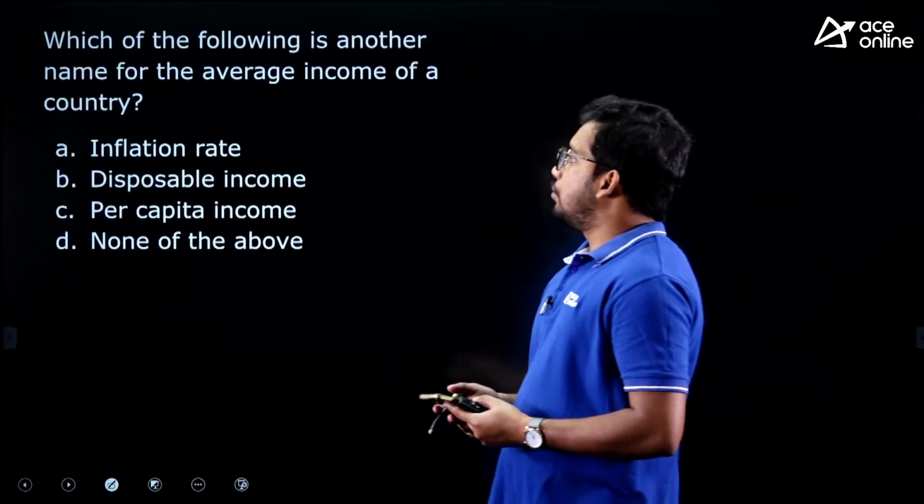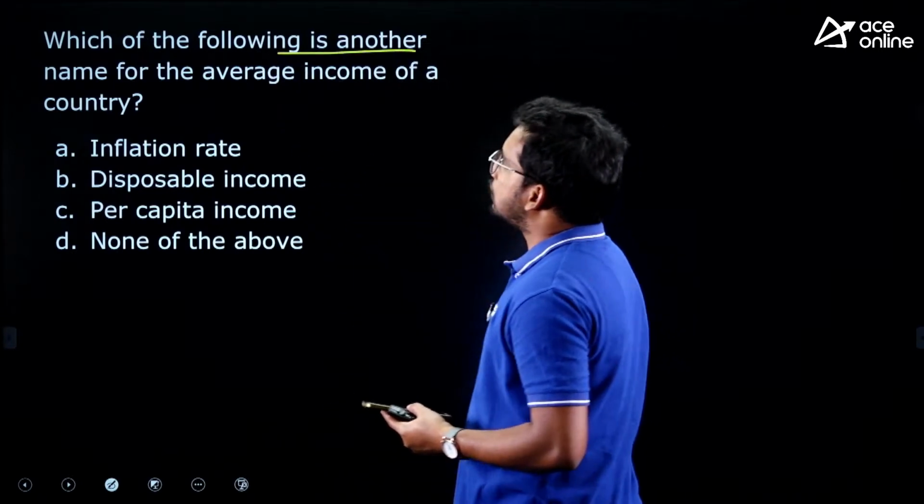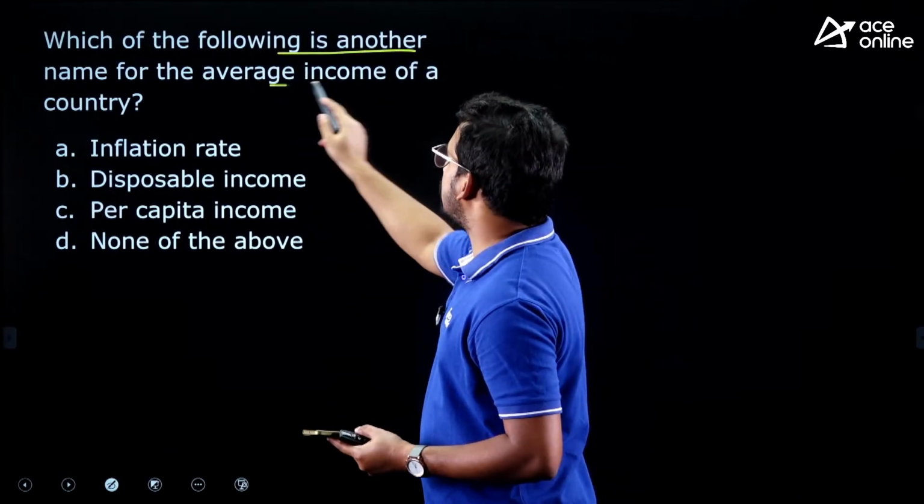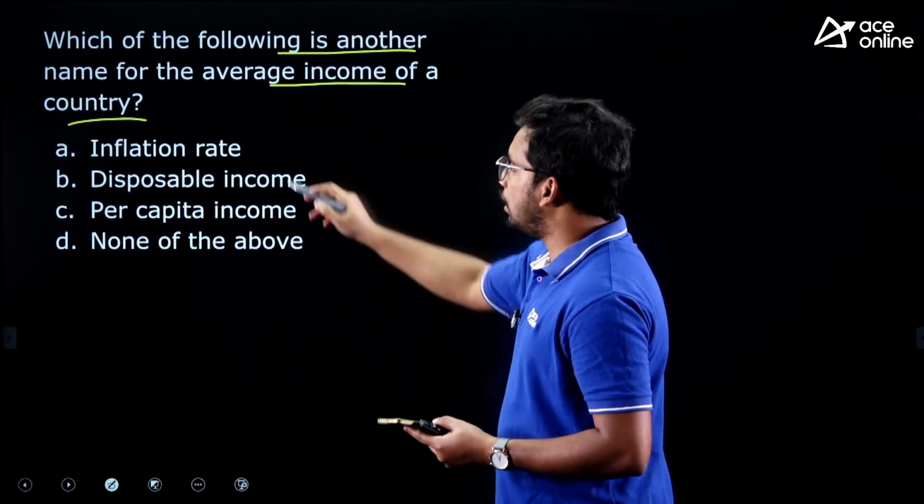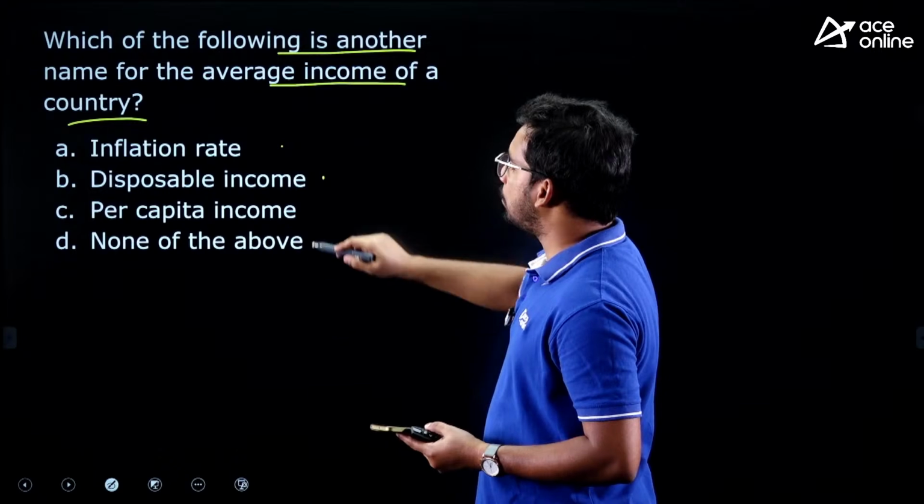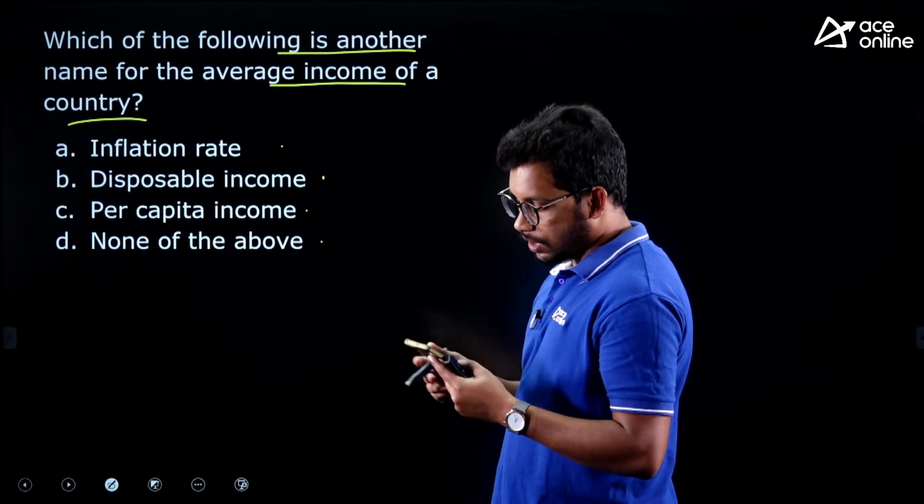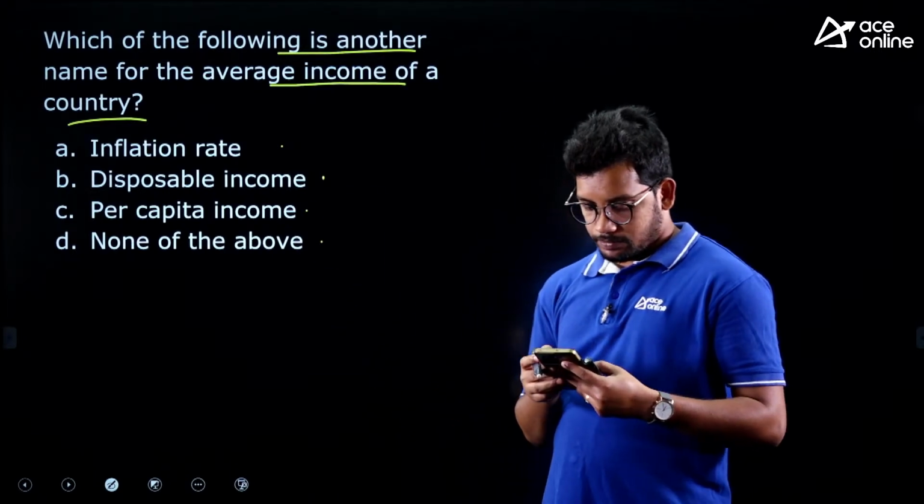Next question. Which of the following is another name for the average income of a country? Inflation rate, disposable income, per capita income, none of the above. Now tell me the answer.